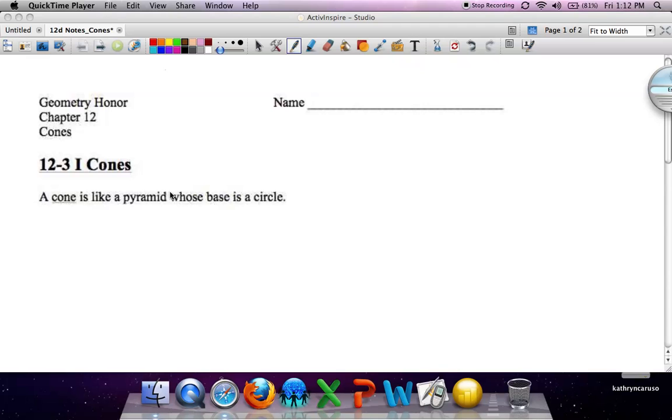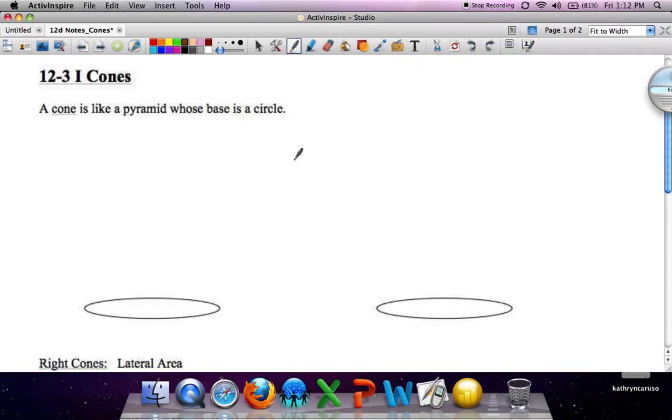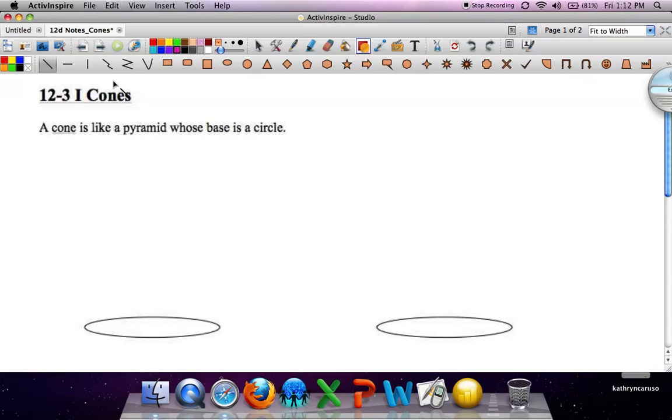Cones. A cone is like a pyramid whose base is a circle. The most common cone is a right cone. In a cone, there are three dimensions of interest.